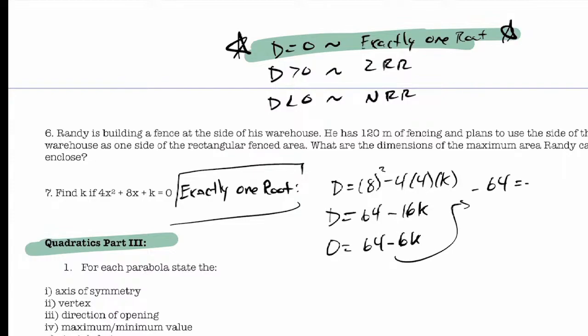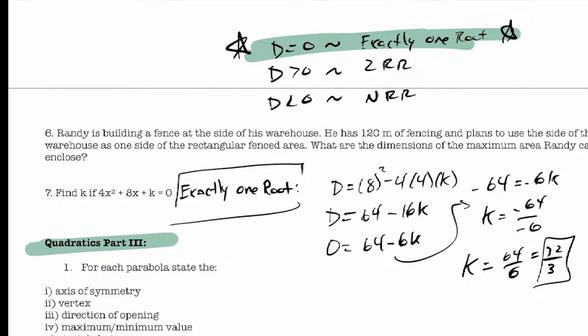So you can bring the 64 over and divide negative 64 by negative 6. If you do that, that'll come out to 64 over 6. I can cut that in half, so 32 over 3. And that's it. I think that's in lowest terms. Is that okay, Jasmine?